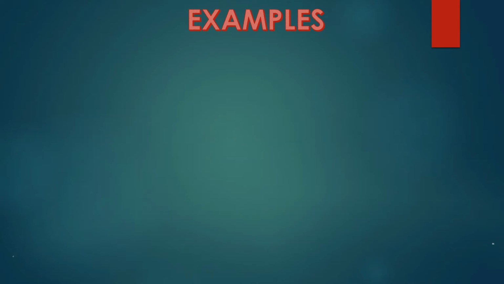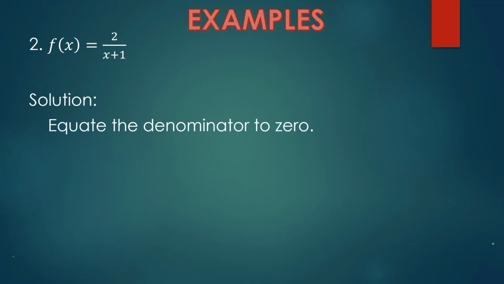Let us have another example. f of x equals 2 over x plus 1. To get the domain, equate the denominator to 0. Our denominator in this case is x plus 1. Equate to 0, we have x plus 1 equals 0. Next step, solve for x.